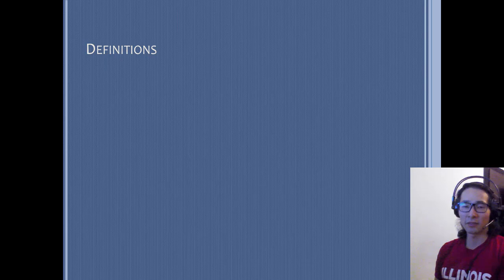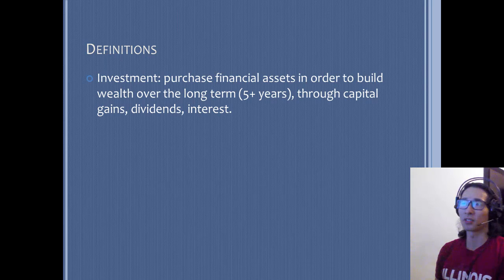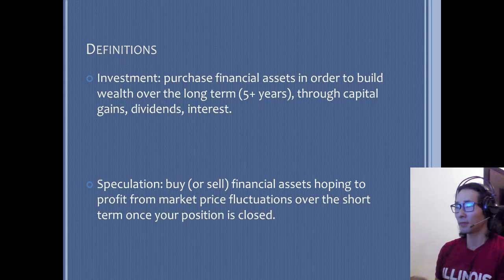Now that we are familiar with the fancy definition, I will give you a more straightforward and simple one so you can tell your friends and family what investment and speculation is all about. So investment is the purchase of financial assets in order to build wealth over the long term, 5+ years, through capital gains, dividends, and interest. On the other hand, speculation is to buy or sell financial assets hoping to profit from market price fluctuations over the short term once your position is closed.